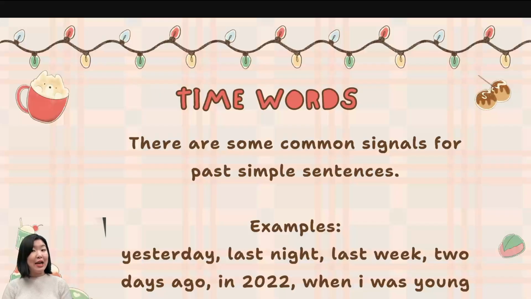Time words are a common signal for past simple sentences. For example, yesterday, last night, last week, two days ago, in 2022, when I was young. It gives a better idea for your listener or reader to know that it's in the past tense.